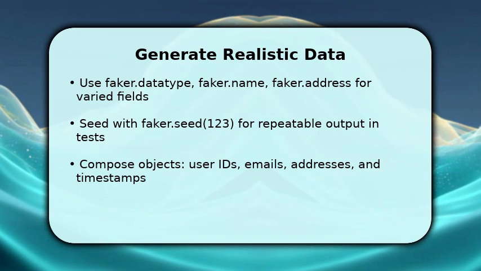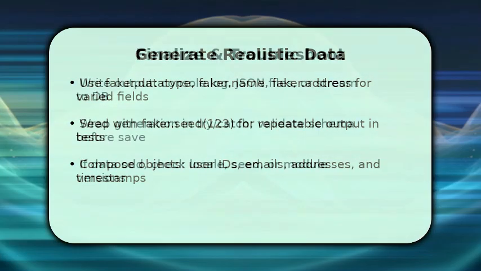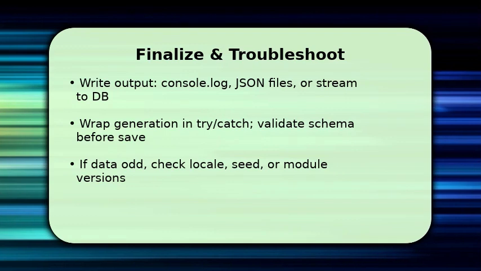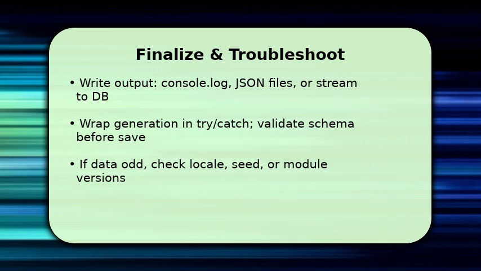You finish by persisting data where needed: console.log for quick checks, fs.writeFile for JSON fixtures, or stream directly into a test database. Once complete, wrap generation in try/catch and run lightweight validation against your schema to prevent bad fixtures from entering pipelines.